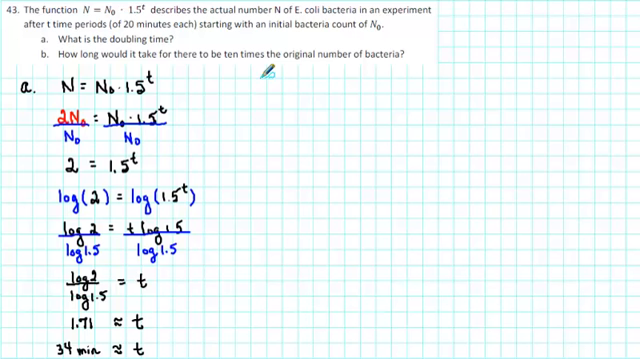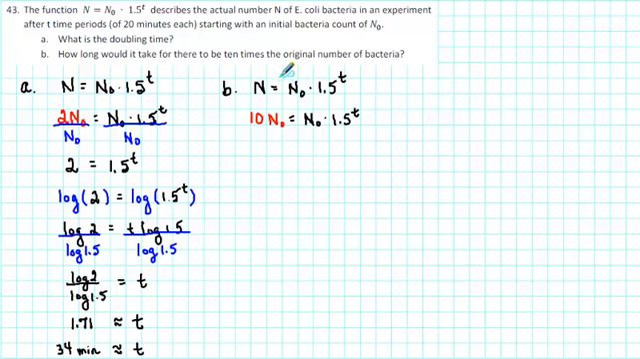For part B, we're asked how long would it take for there to be 10 times the original number of bacteria? Well, this strategy is going to be exactly the same as for part A, except instead of substituting 2 times n₀ for n, we're going to substitute 10 times n₀ for n. So we use the same steps as we used in part A.